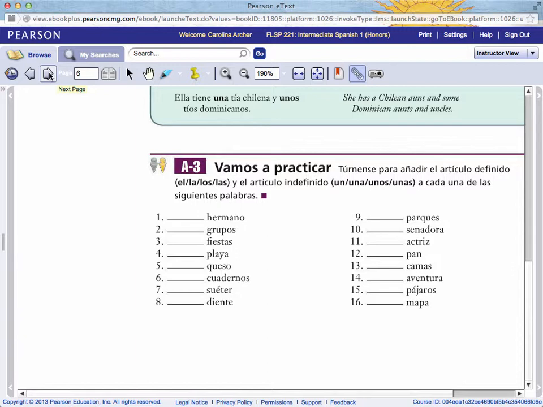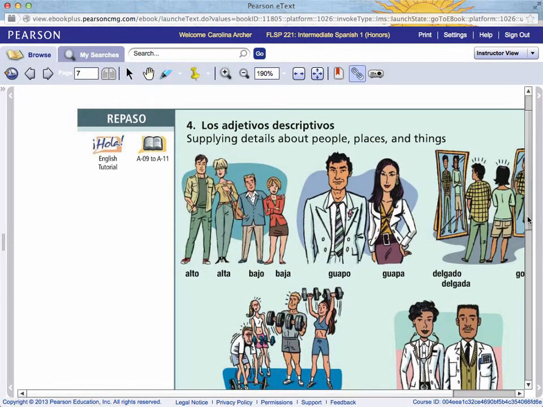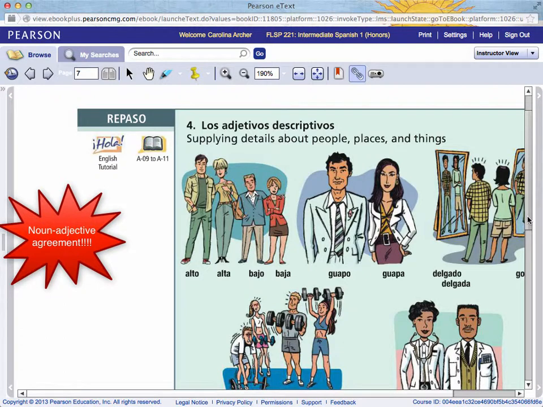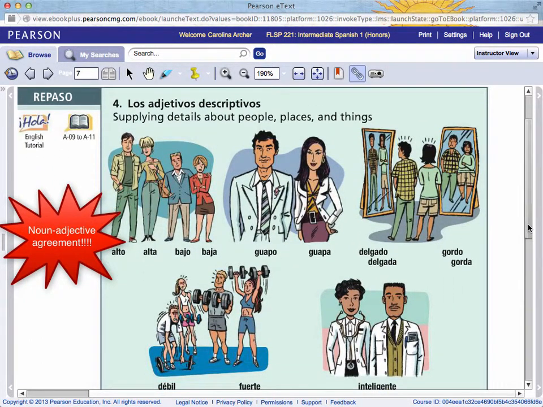Muy bien. Los adjetivos descriptivos are adjectives that describe whatever, people, places, and things. And remember that they need to agree in gender and in number with the nouns that they are modifying. Okay, so if you're going to describe a man, el hombre, you're going to say el hombre es alto. Pero si vamos a describir a una mujer, decimos la mujer es alta. Okay, so adjectives have to agree in gender and in number.